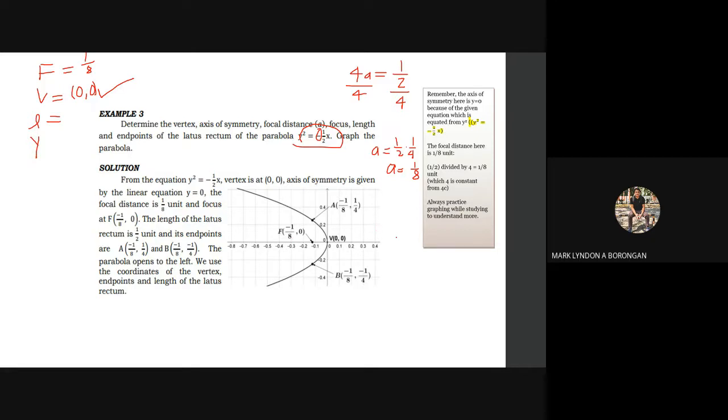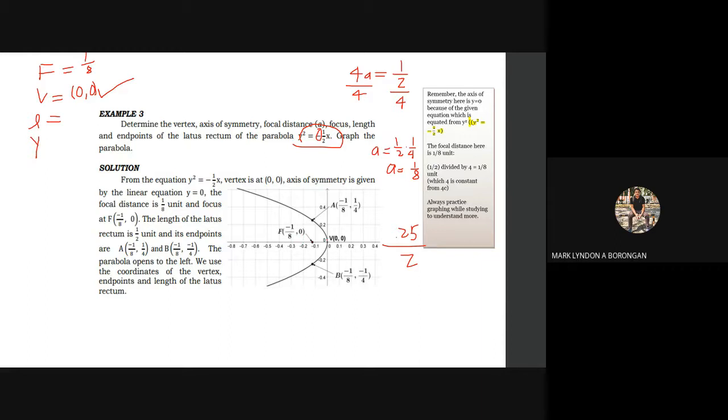Kaya itong 1/4 is 0.25. So, atong 1/4 is, i-divide na 2. So, ang 25 nasa sa mga 0.12 something. So, 0.12. Nasa sa 0.12 dapit. If nasa sa 0.12, count ka 0.12 sa left, tara, 0.12. So, this is our F, or our focus, which is negative 1/8 and 0. Ano siya at iyahang coordinates.